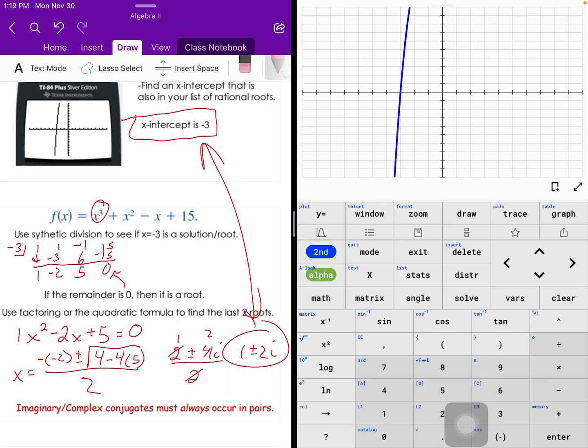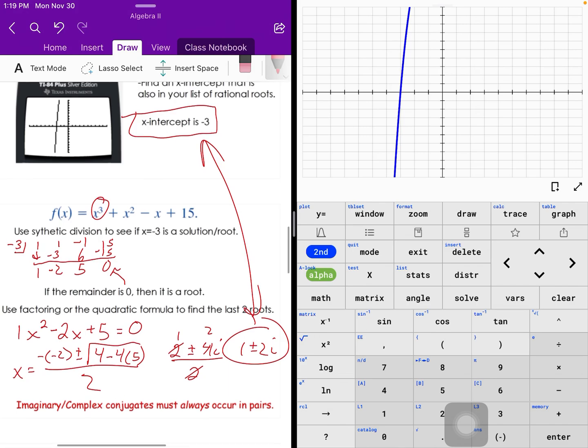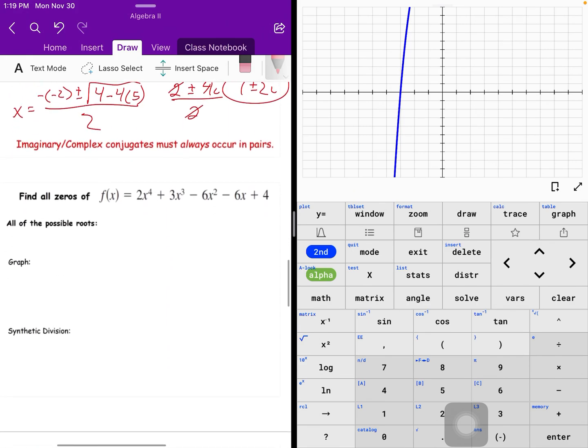Okay, now what happens is imaginary numbers are always going to come in pairs. So if I get one imaginary root, I'm going to get a second imaginary root to go along with that. Okay, so here we go. Let's try another one again.